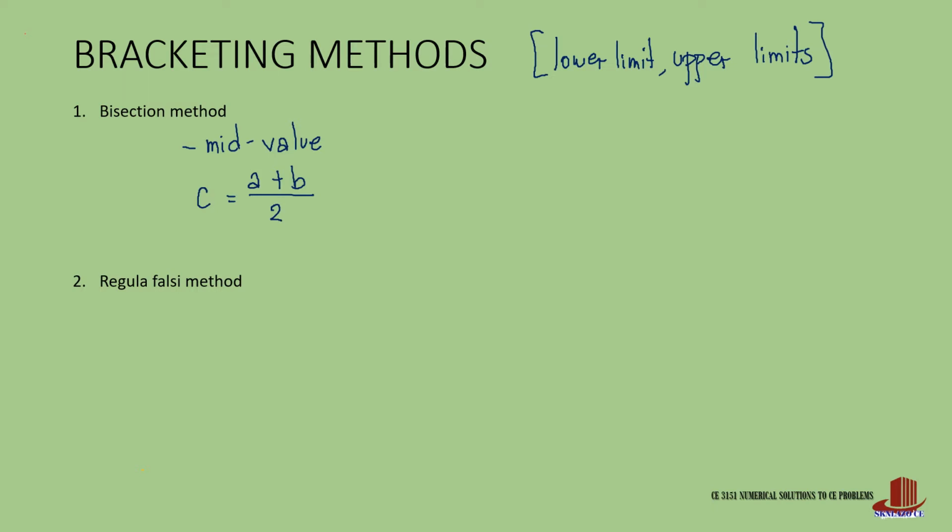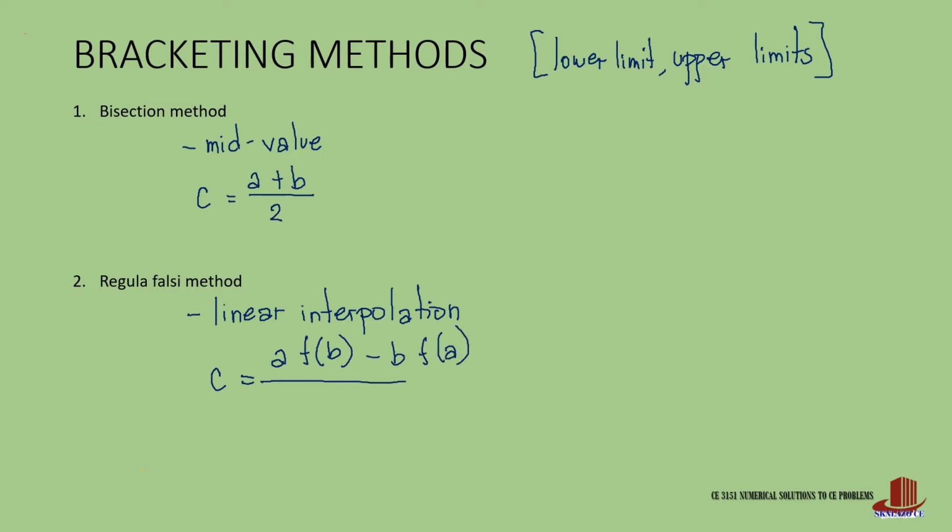How about in regula falsi method? Although we are going to have lower and upper limits, the formula for the succeeding value of x would be taken from linear interpolation, whereby this would mean that we are going to somehow work with the inclination of the curve. The formula being c is equal to a times the function of b less b times the function of a, all over the function of b less the function of a.